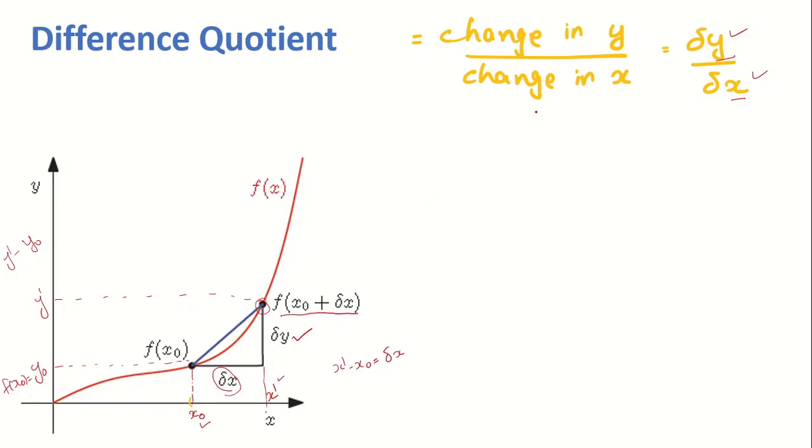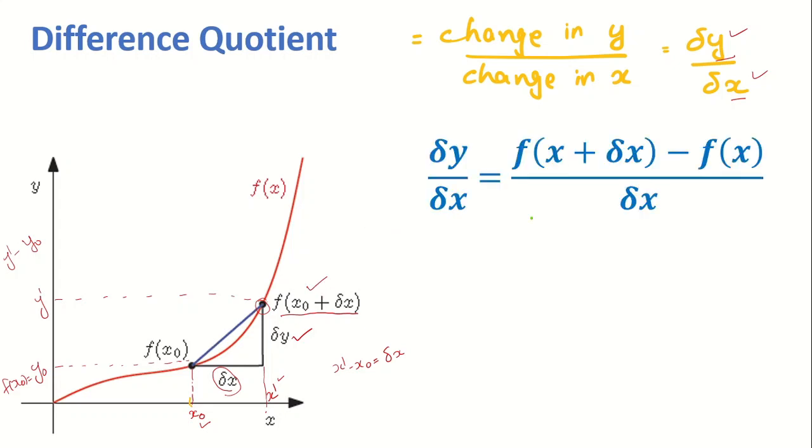And we can write it in another way. This delta y can be written as f of x0 plus delta x minus f of x0. Okay, in general we take it as x instead of x0, divided by the change in x, that is delta x. Okay, that is delta y by delta x is equal to this one. And if we consider a line connecting these two points, f of x0 and f of x0 plus delta x, this line is actually called a secant line. You know that we have studied it in high school classes. Okay, it's the secant line.